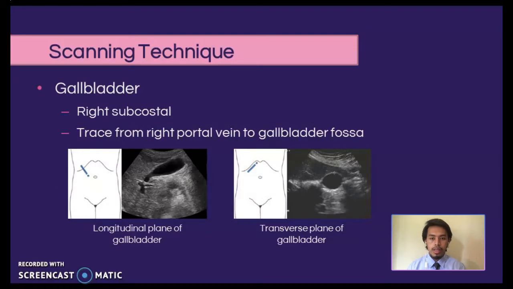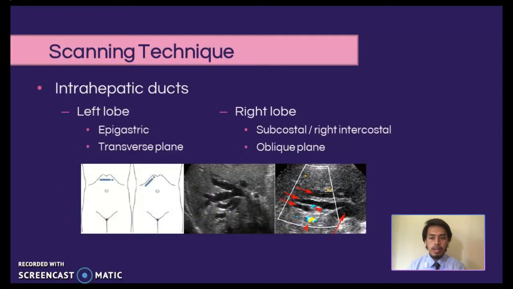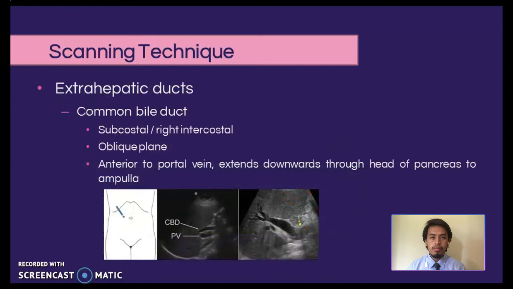For intrahepatic ducts of the left lobe of the liver, the transducer is placed at the epigastric in the transverse plane, whereas for the right lobe, the transducer is placed at the subcostal or right intercostal in the oblique plane. For the extrahepatic duct, in visualizing the common bile duct, the transducer is placed at the subcostal or the right intercostal in the oblique plane and anterior to the portal vein, then extended downwards through the head of the pancreas to the ampulla.